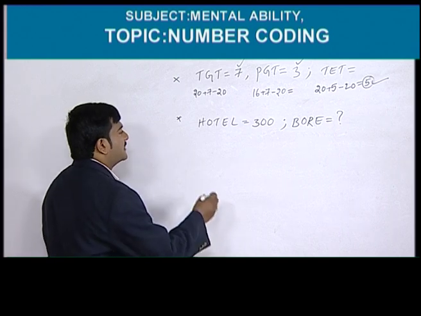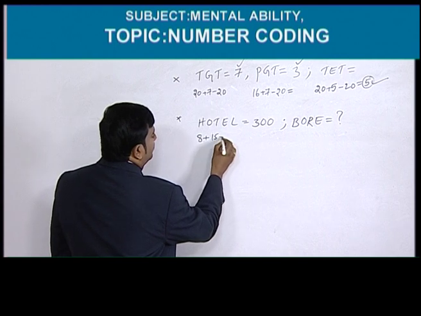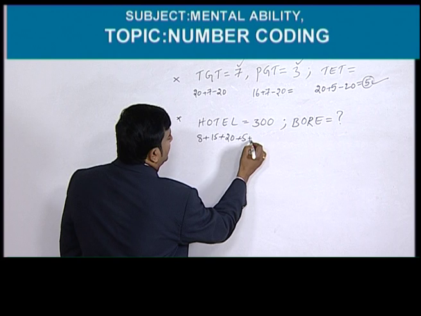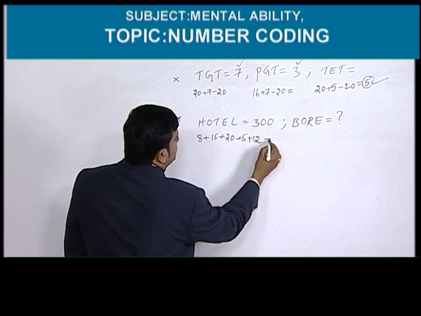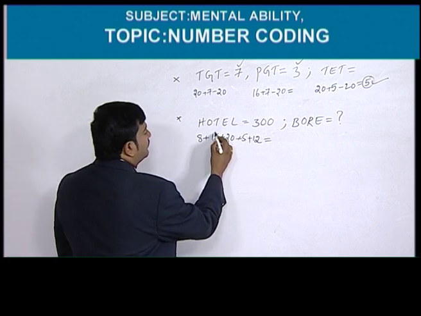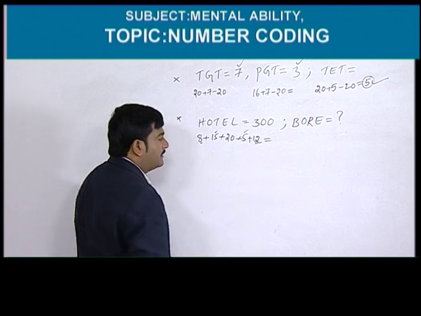Okay, first assign the numbers. H means how much? 8. O means how much? 15. T means how much? 20. E means 5. Similarly, L means 12. Add all these numbers. How much am I getting? 15 plus 5, 20. 8 plus 12, 20.